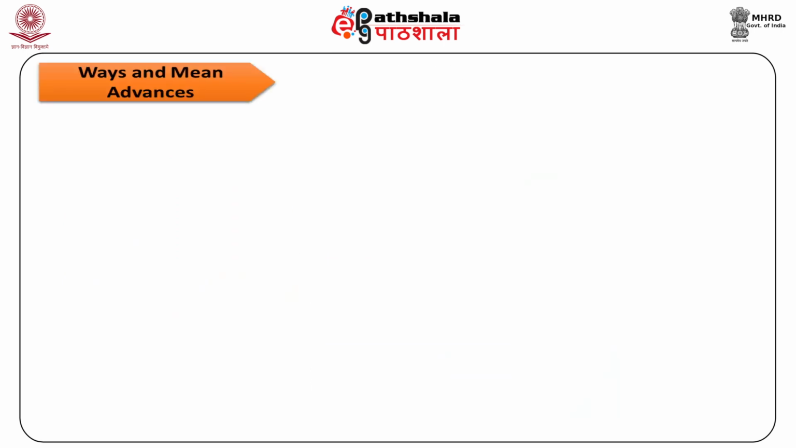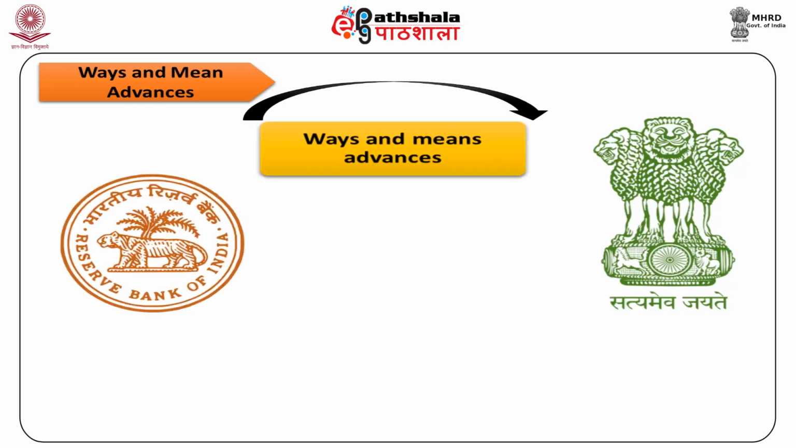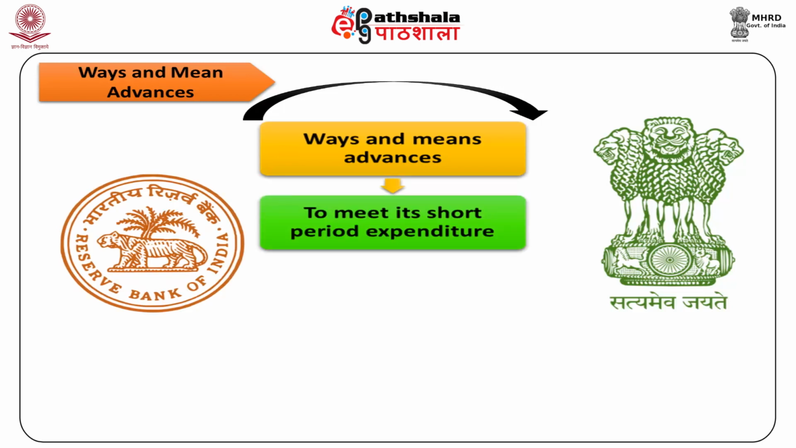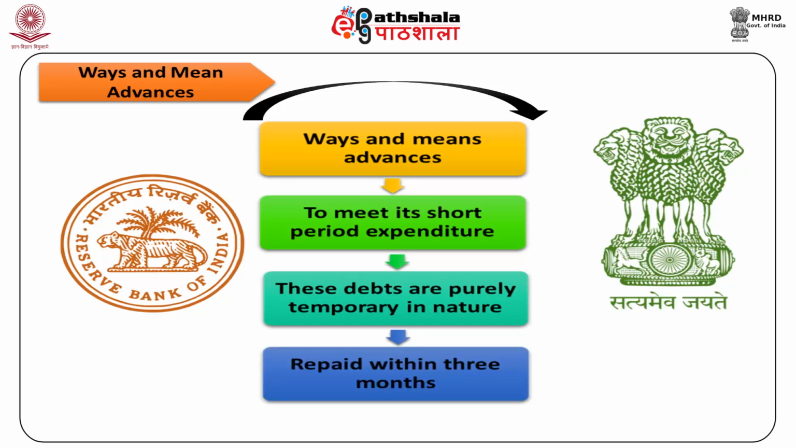Ways and means advances. The Government of India obtains ways and means advances from the Reserve Bank of India to meet its short period expenditure. These debts are purely temporary in nature and are usually repaid within 3 months.